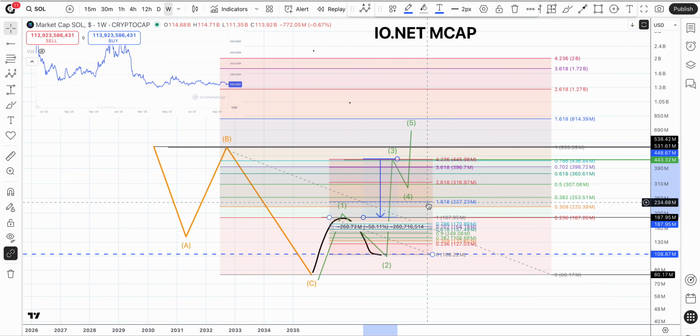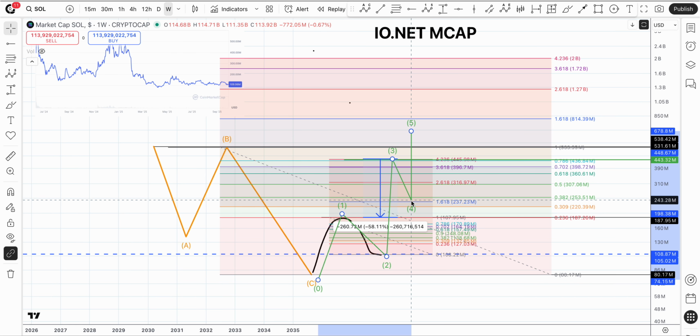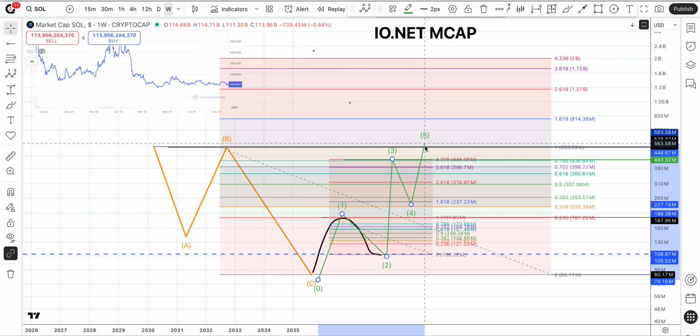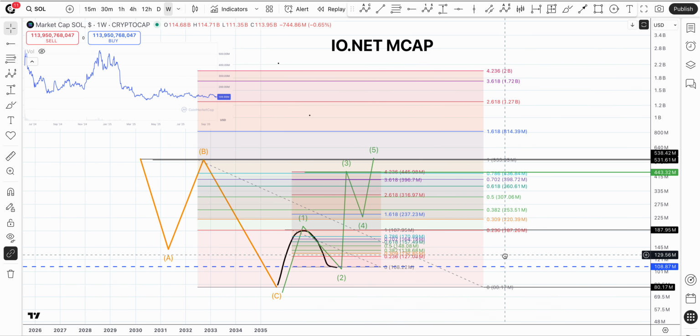I'm looking at that 1618 and this 382 right around 250 million. Nice round number. Come in right around there at 250 mil for wave 4. Okay, well, now what are we looking at for wave 5 here?